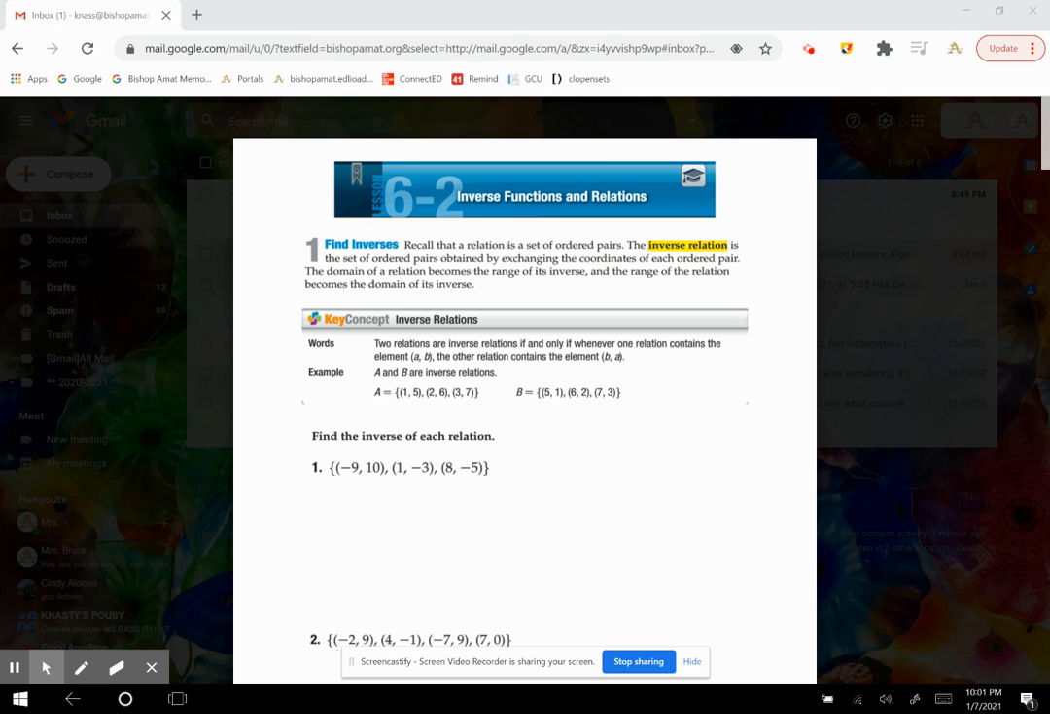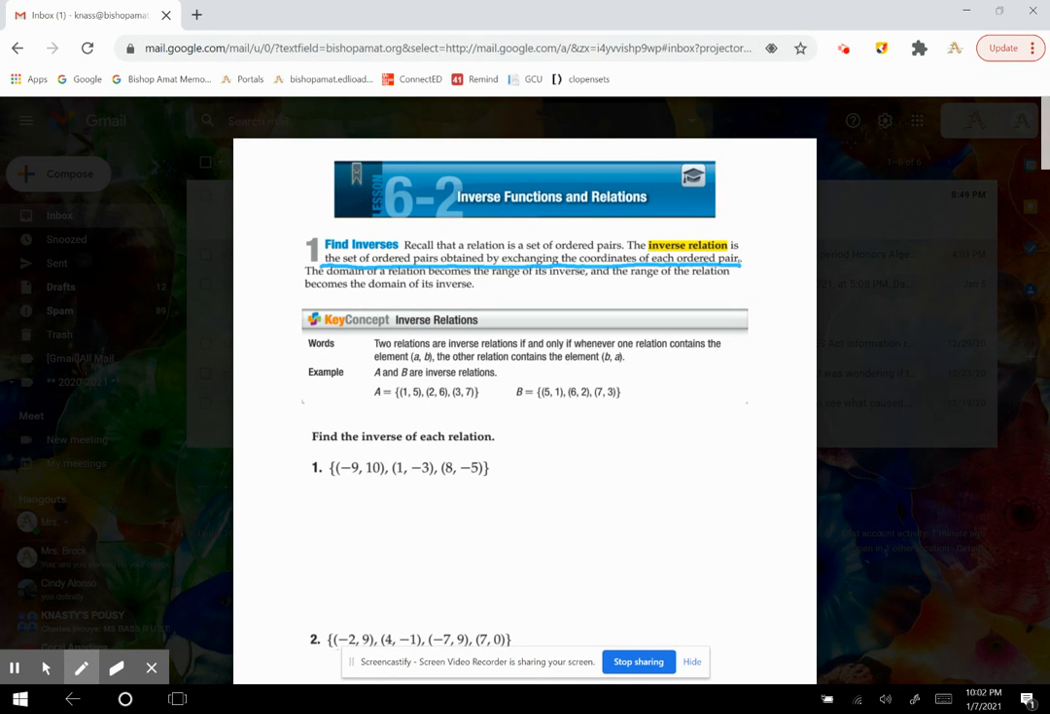6.2 Inverse Functions and Relations. So this should be a pretty easy section. We're going to go through this pretty quickly, but the inverse relation is the set of ordered pairs obtained by exchanging the coordinates of each pair.